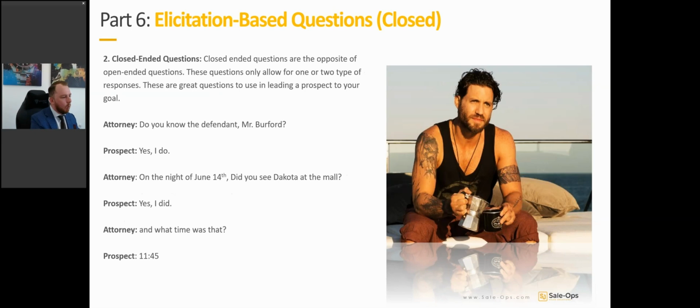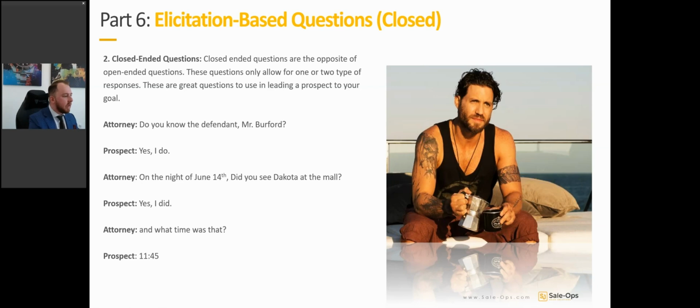Second, let's talk about closed questions. Closed-ended questions are the opposite of open-ended questions. These questions only allow for one or two types of responses. These are great questions to use in leading a prospect to your actual goal when you're stacking all of these different questions in your elicitation. So here's an example. Attorney. This is the attorney. This is the person. So pretend we're an attorney here.